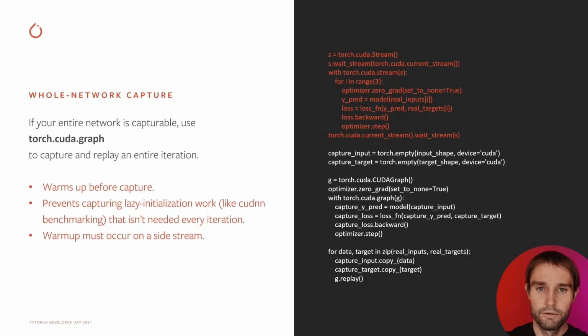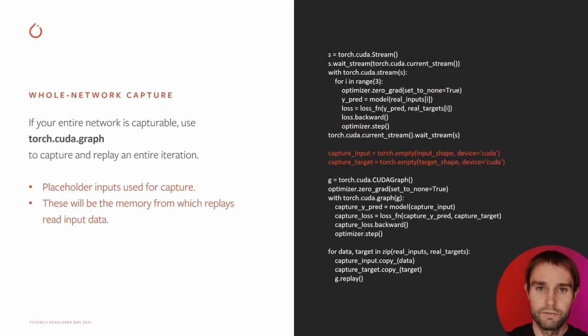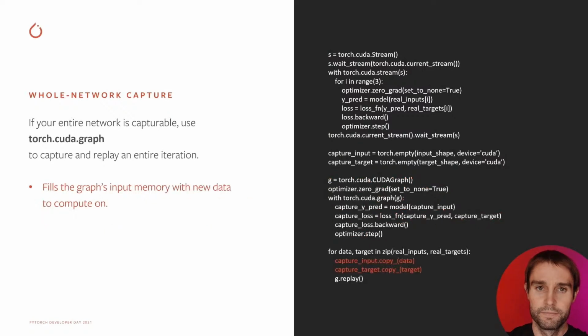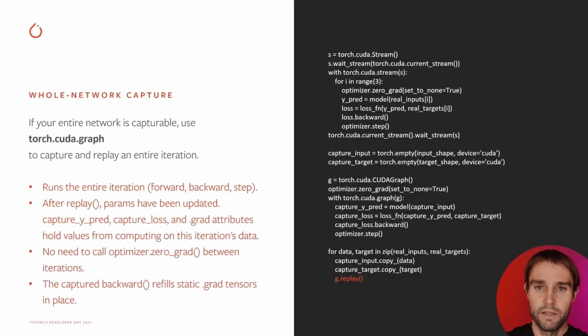Here's how that works. First, run a few warm-up iterations to keep spurious, lazy initialization work out of the graph. Then, make some placeholder inputs to use for capture. Create a Cuda graph to hold the graph, then run a dummy iteration under the context to capture the work. Replays typically act on the same memory every time, so the graph will read its input data from the placeholder inputs used in capture. To compute on new data each iteration, first copy that data into the placeholders. And then replay, which runs the whole iteration's GPU work in one call. Params are updated and the latest loss value is written to the placeholder output, capture_loss.